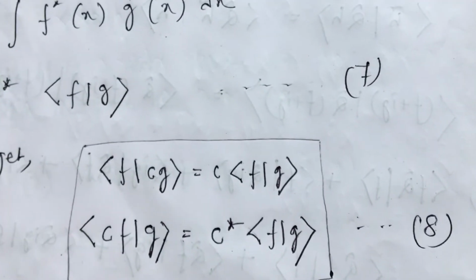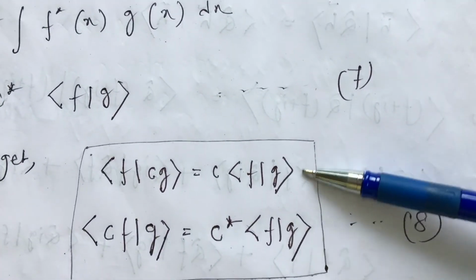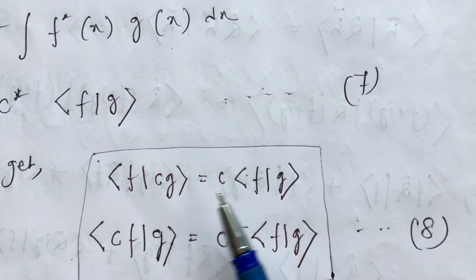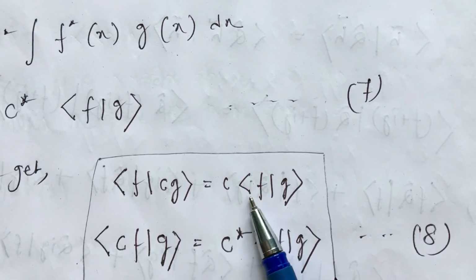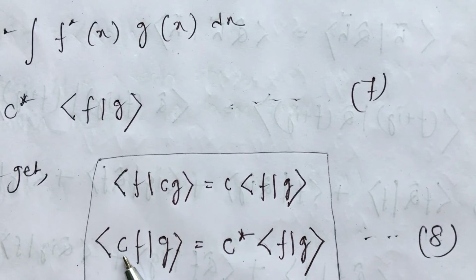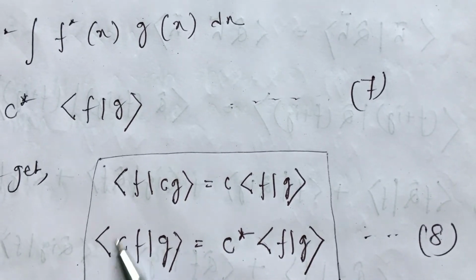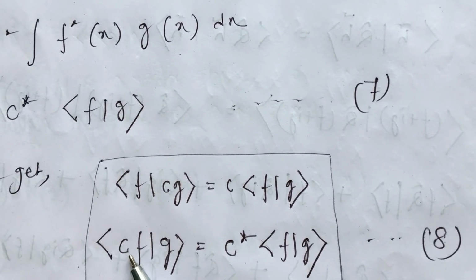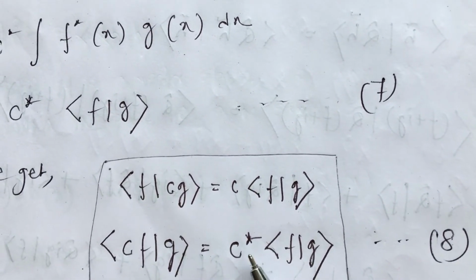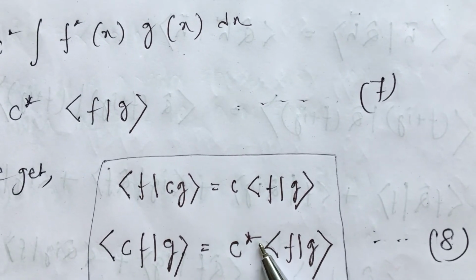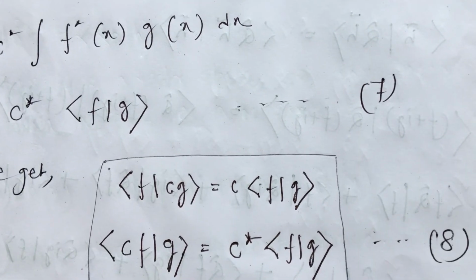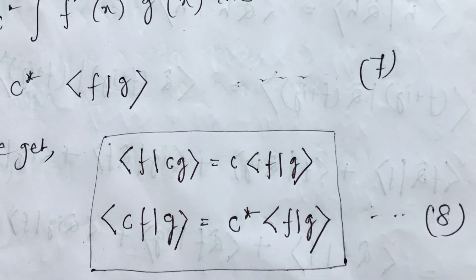So what we get is equation 8. These two are very important. When the constant is written in the ket, I get C and then the scalar product of the two functions. But when C is written in the bra vector, we get C star and then the scalar product of f and g. This is my equation 8.